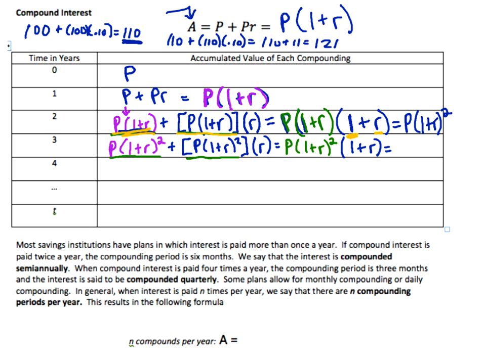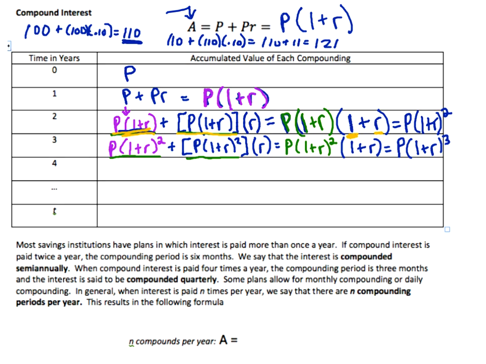So I can call this p times 1 plus r cubed. So now I have 3 1 plus r's. And let me point one other thing out so that we can go ahead and build this formula.